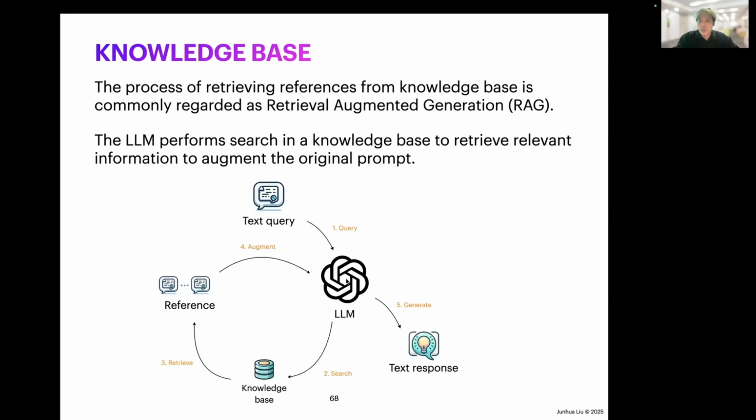This is a very typical process where a text query is given by the user, and this will pass into the LLM. Instead of going directly to generate the response, the LLM will then perform a search in a knowledge base that we have processed, and then it will retrieve some relevant information to act as references, and then the references will be attached to the original query as context to augment and generate the response after that.